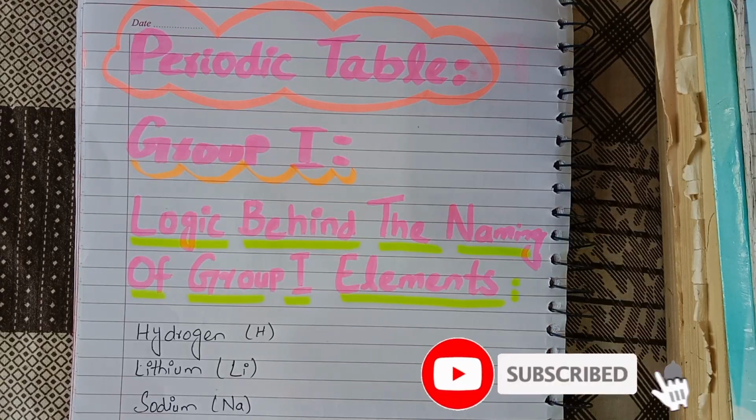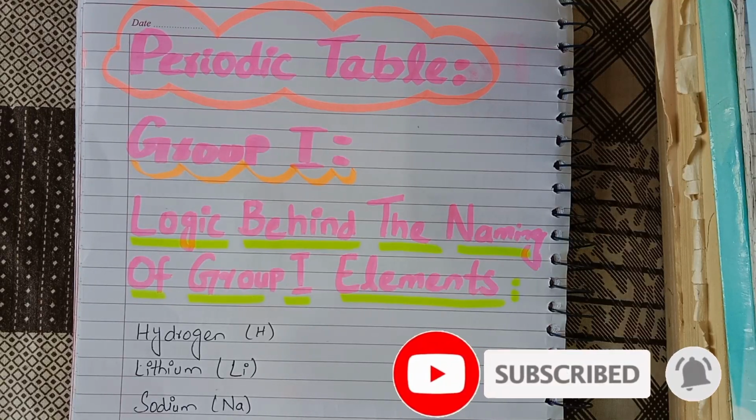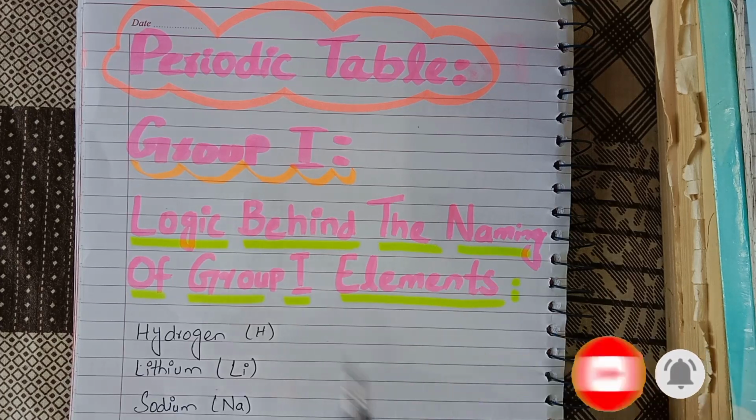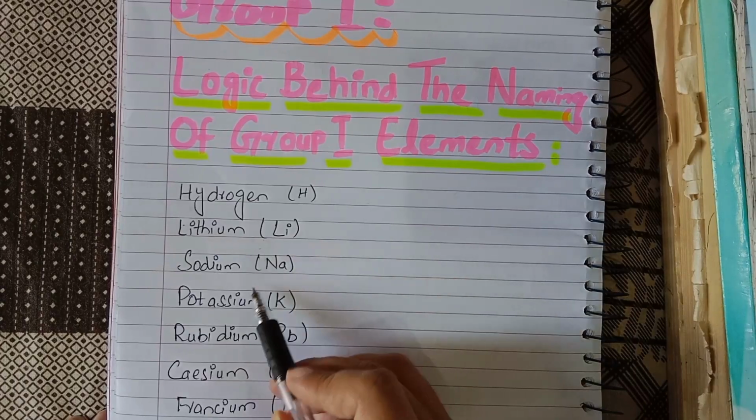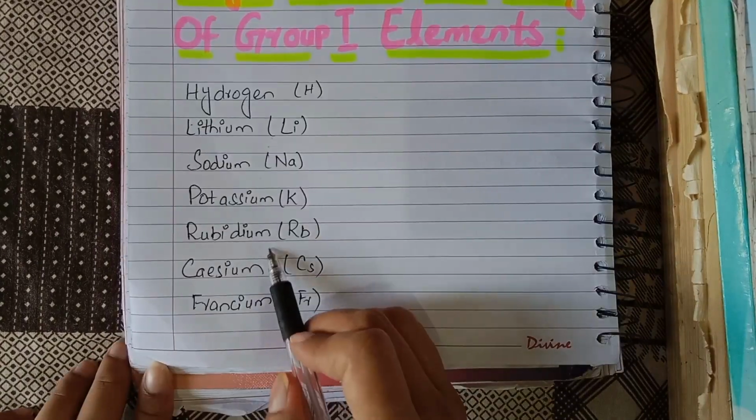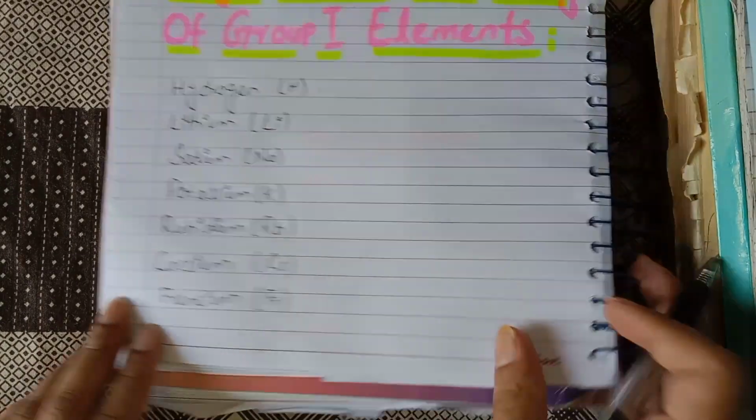Bismillahirrahmanirrahim. In this tutorial, we will try to understand the chemistry behind the naming of Group 1 elements. Group 1 elements are hydrogen, lithium, sodium, potassium, rubidium, cesium and francium.